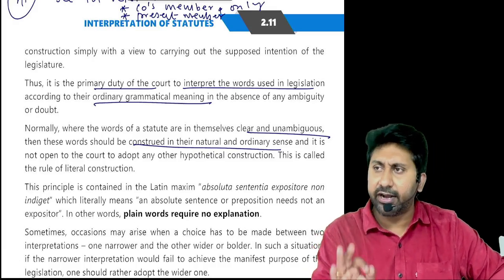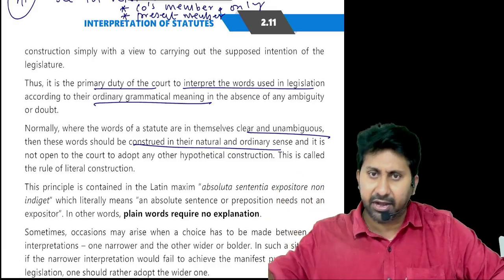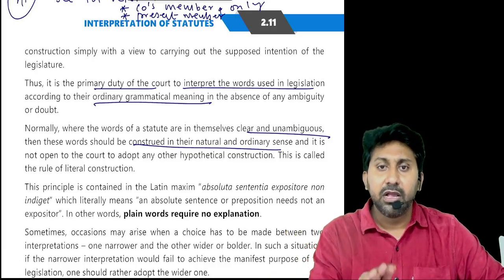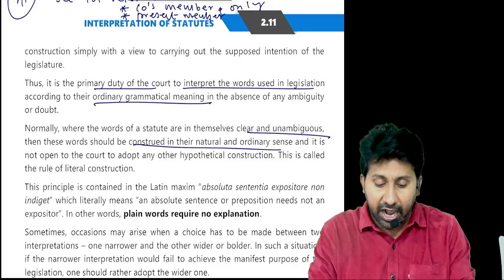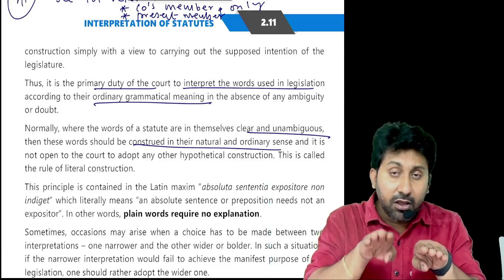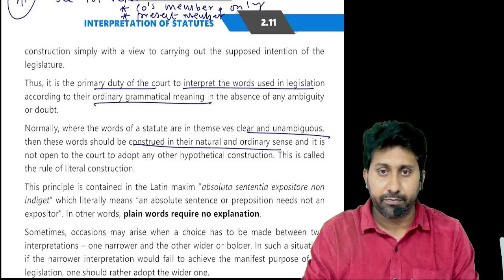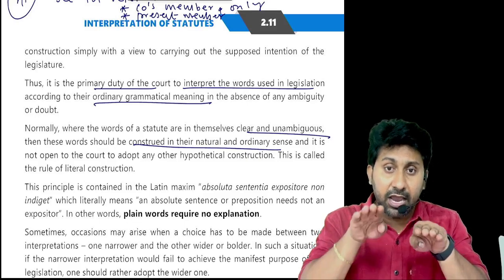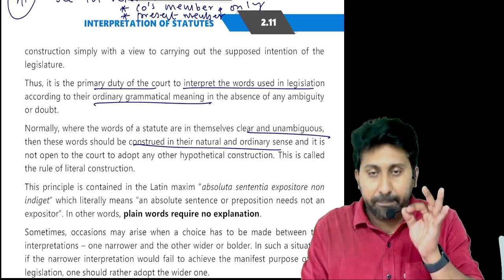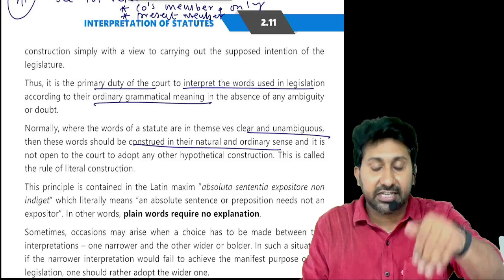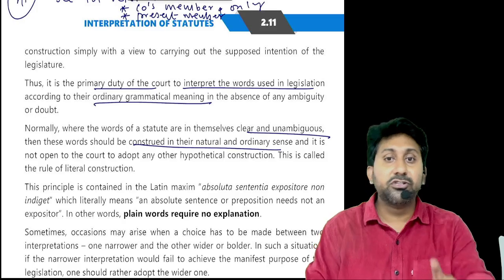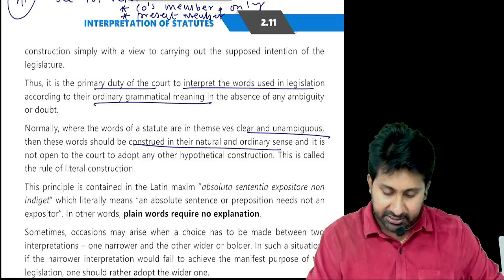You said read in a literal, natural, ordinary, grammatical way. I am reading in that way, but I am getting two types of meaning. That means I can give two meanings for a word. One is narrow interpretation and one is broad interpretation. Which one to apply depends on the nature of the section. I will give you two examples.